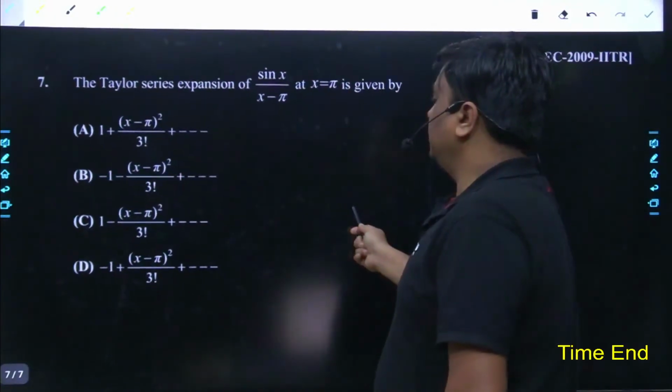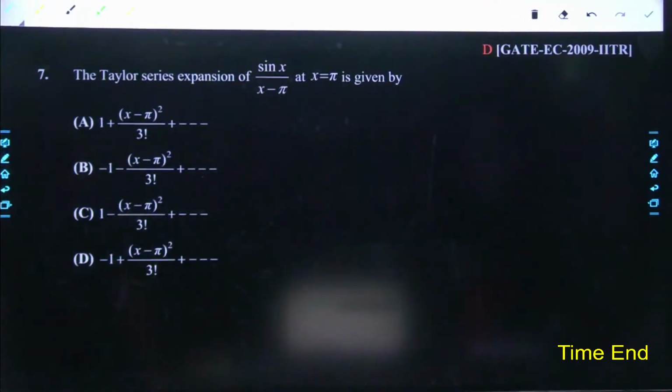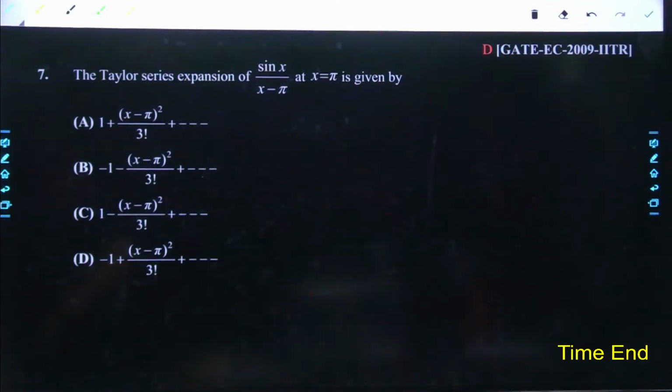Here comes the option, question number 7. It is a quite interesting question. It is not very difficult, but many of the students might find this problem a bit difficult in comparison with the questions which we had taken in today's class. So let me do one thing.